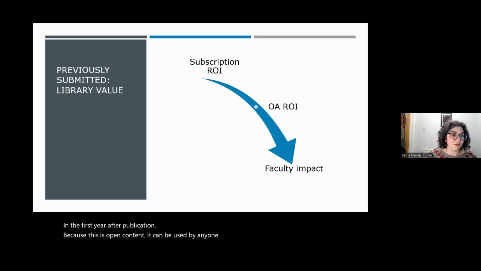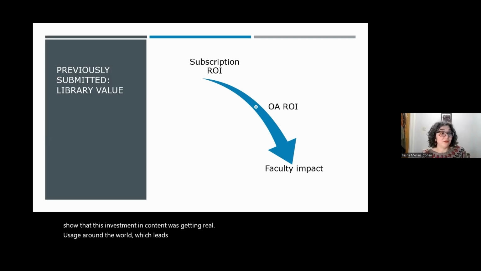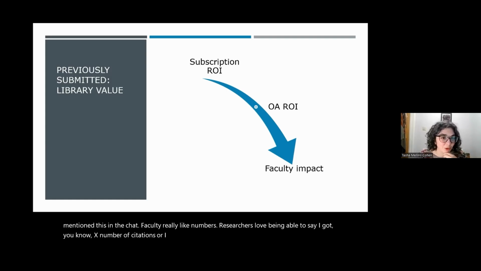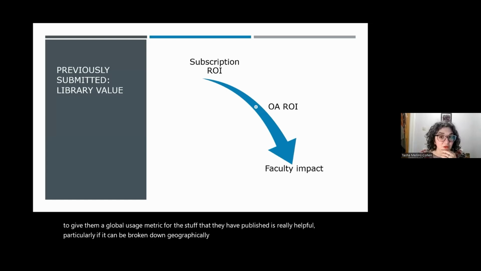And the university was able to show that this investment in content was getting real usage around the world, which leads me on very nicely to faculty impact, because you mentioned this in the chat. Faculty really like numbers. Researchers love being able to say, I got, you know, X number of citations, or I published Y number of book chapters last year. Being able to give them a global usage metric for the stuff that they have published is really helpful, particularly if it can be broken down geographically, which some publishers are choosing to do.